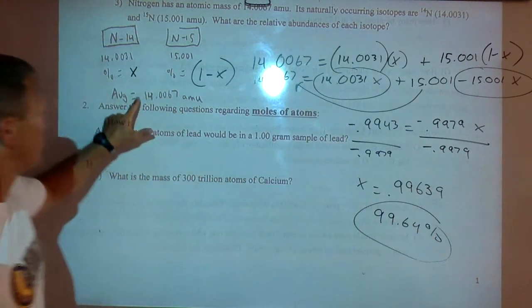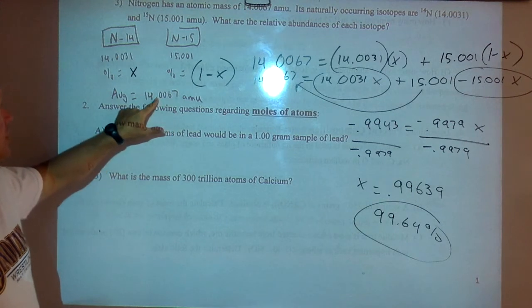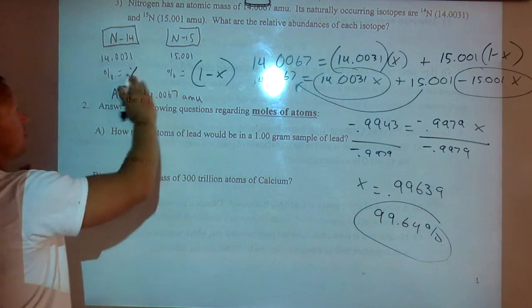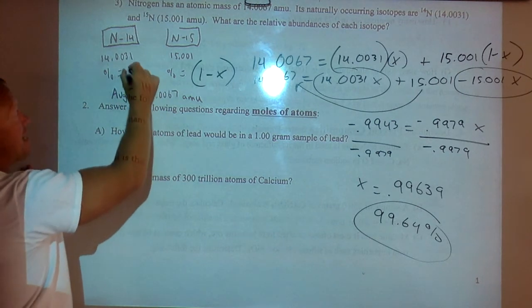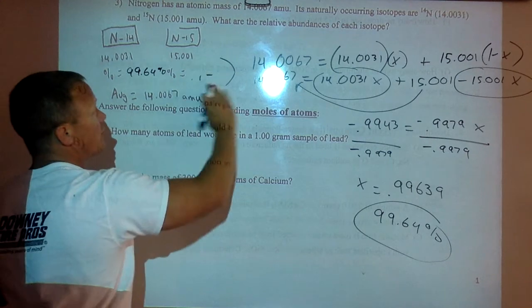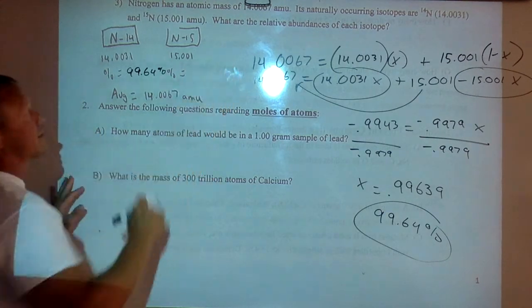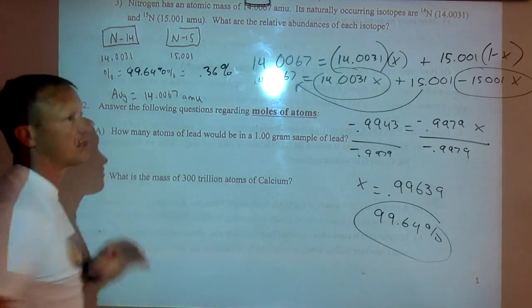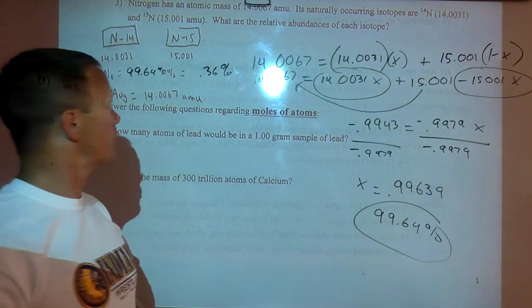Remember, the average was very, very close to that one, so this had to be a much higher percent. So this percent would have been 99.64%. This percent would be 100 minus that, so just 0.36% of the isotopes would have that mass.